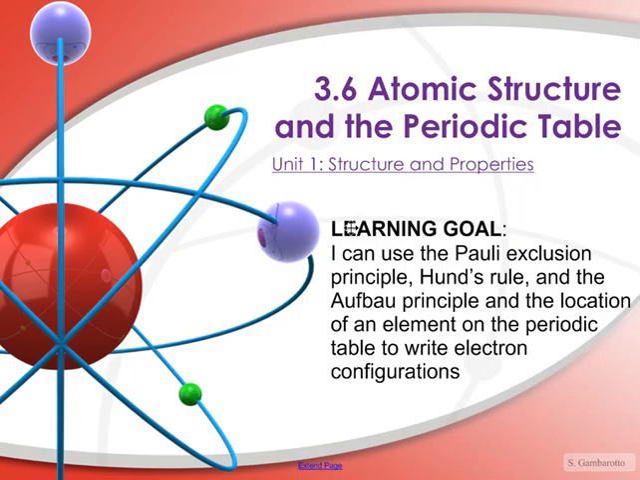So if we look at our learning goal for today, it says that by the end of today, you should be able to use the Pauli exclusion principle, Hund's rule, and the Aufbau principle, and the location of an element on the periodic table to use that information to write electron configurations. So I know that all these terms are new. Pauli exclusion principle is new, Hund's rule is new, Aufbau principle is new, and even electron configurations are very new. So we're going to go through and explain each one individually, and then in class we're going to practice putting it all together and writing it out.